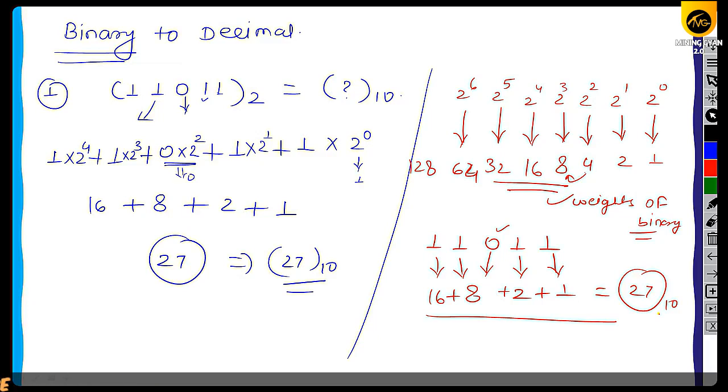Okay, so it's up to you. If you want to follow the traditional method, then you can use this. And if you want to use the weights of binary directly, then you will get the correct answer, a similar answer for both processes.